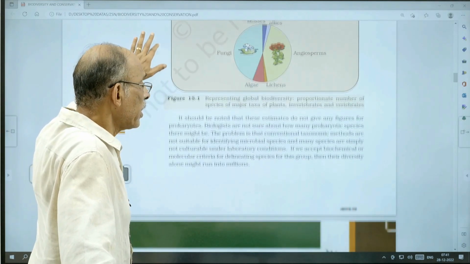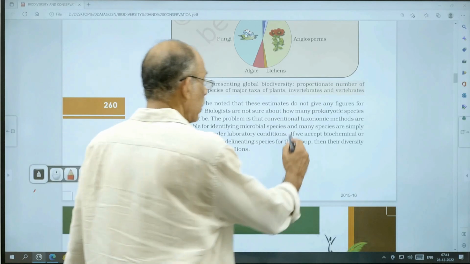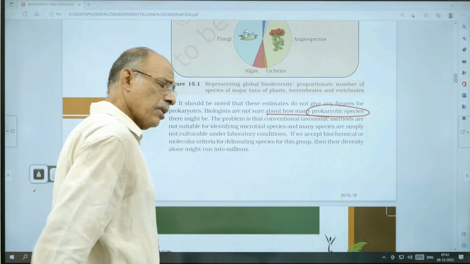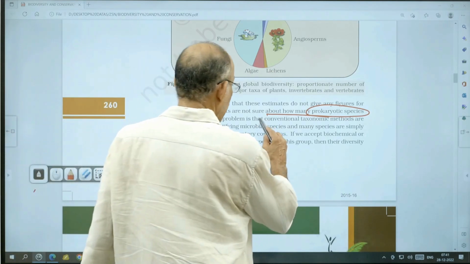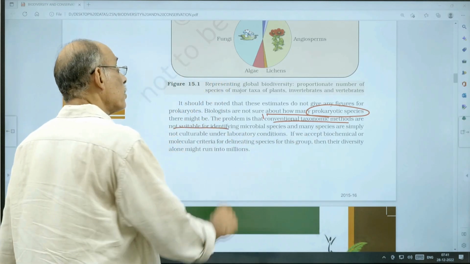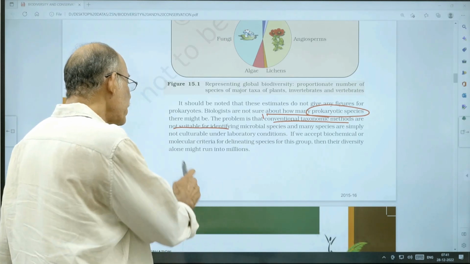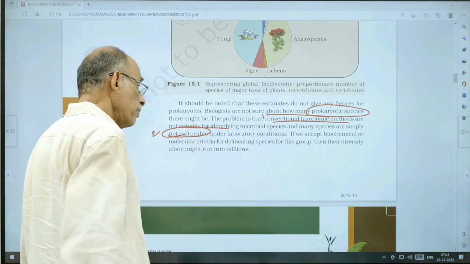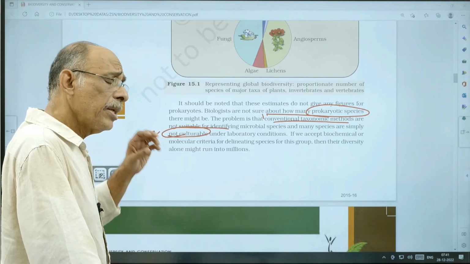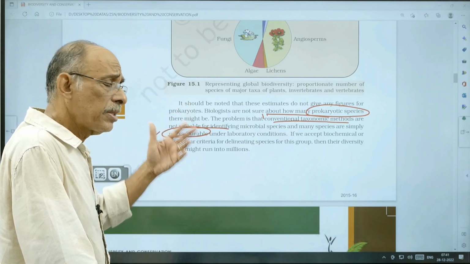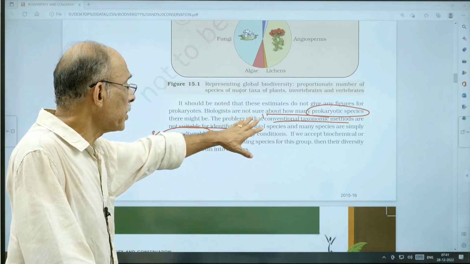Now, we don't have an exact figure, only an approximate figure, for prokaryotic organisms, because there are 2 reasons. Number 1 is that conventional taxonomic methods are not suitable for identifying all these microbes. Second, many of these are not culturable in the laboratory. Only if we collect the species, culture it and study the life cycle can we classify the organism.